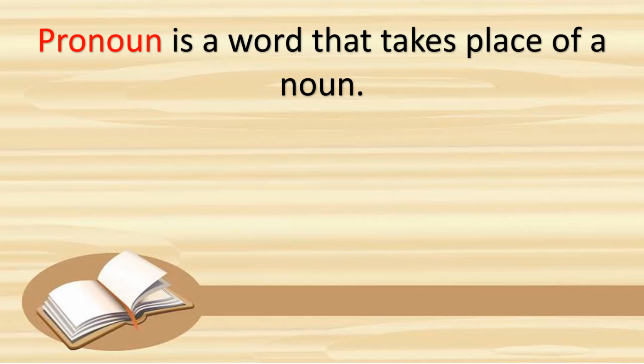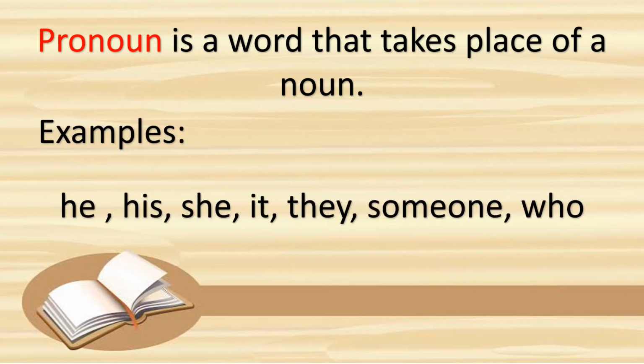Alright, so to start, a pronoun is a word that takes the place of a noun. Examples of pronouns are he, his, she, it, they, someone, who. And just like nouns, pronouns can do all of the things that nouns can do. They can be subjects, direct objects, indirect objects, objects of the preposition, and more.